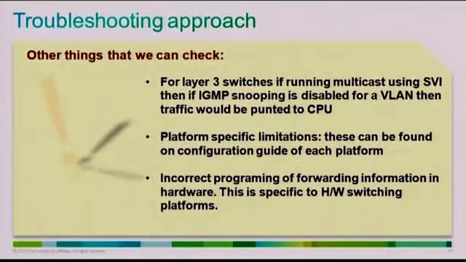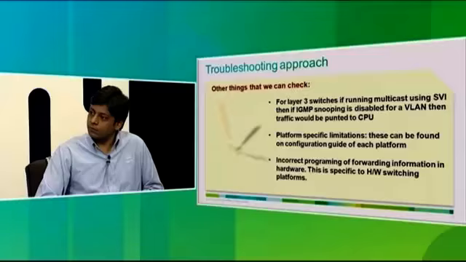Okay, now the other thing that we can check, with the multicast stream or the network, if we see high CPU, is this: if you're running a layer 3 switch like a 6500, 7600, 3750, 3560 or a 4000 switch, and you have disabled IGMP snooping, plus you have an SVI, or switch virtual interface, on that particular device for the VLAN in which the traffic is coming in, then we will send the traffic to the CPU. So could you describe why traffic would be sent to the CPU?